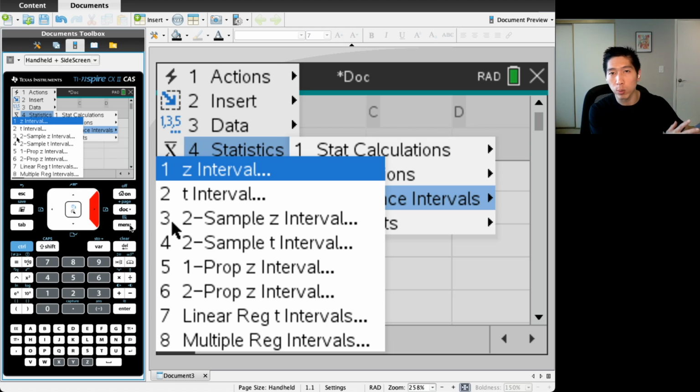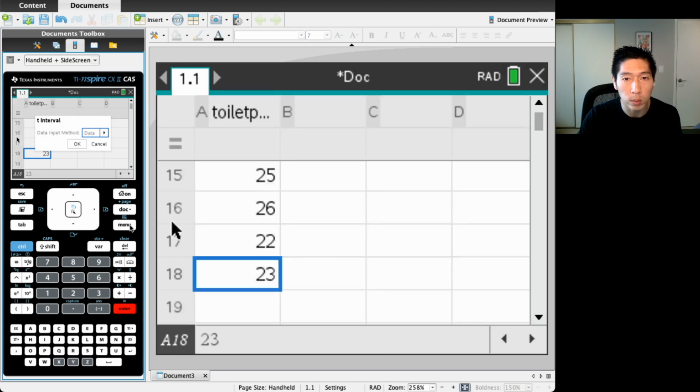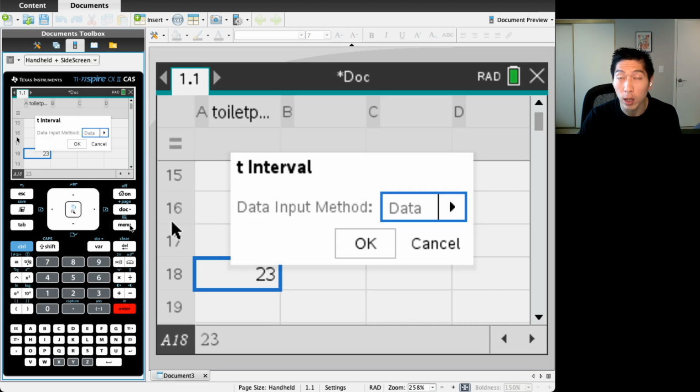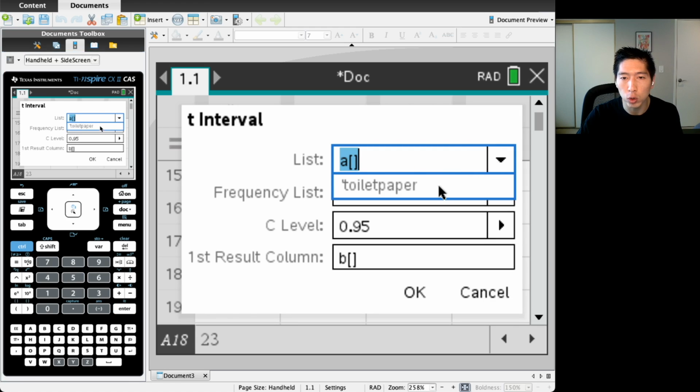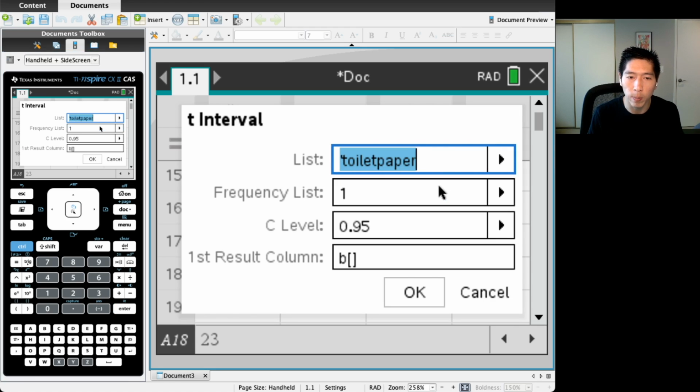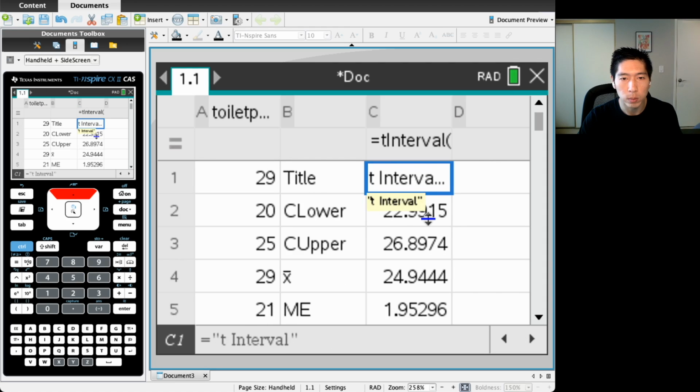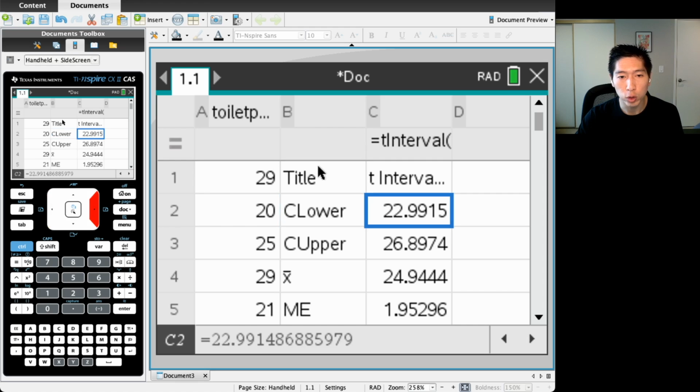The exact same thing as the previous problem, except this time we're working with the raw data. So we're going to go to t interval. And then this time we're going to put data input method is data. The list you could keep as column A, but I'm going to choose toilet paper so I make sure I don't mess up. And you're going to want to know your confidence level. If you look carefully at the last problem, I talked about 99% confidence. So if you scroll up, you'll get all the information you need.